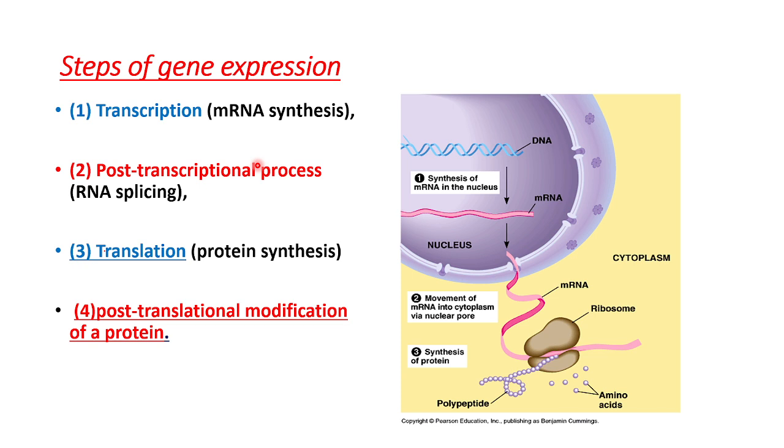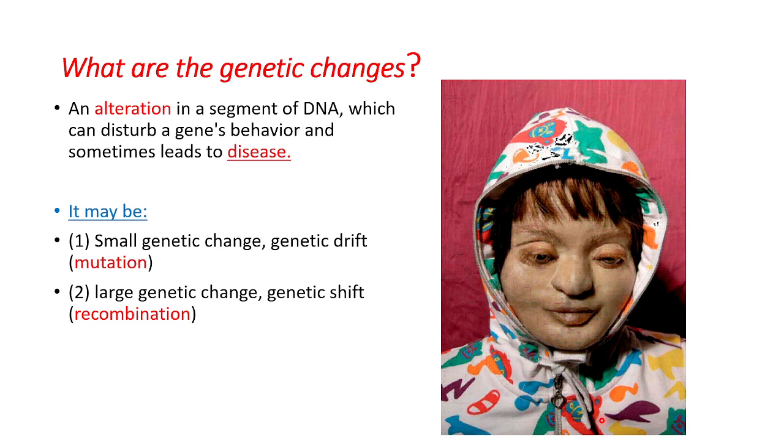Now, there are different steps in gene expression. That is transcription, which is the mRNA synthesis. Then we have post-transcriptional processes, like RNA splicing, then translation, that's the protein synthesis, and post-translational modification of protein. The entire thing is going on inside a cell. You have the DNA to the mRNA via transcription, then the movement of the mRNA into the cytoplasm via the nuclear pore. You have the synthesis of the protein, and then the post-translational modifications.